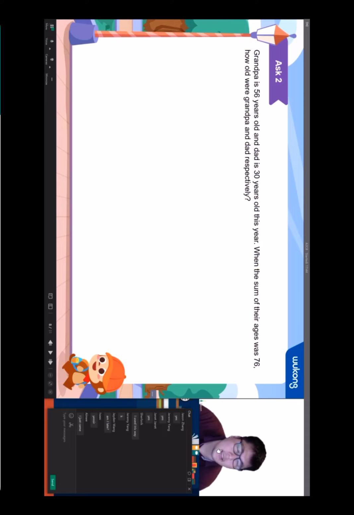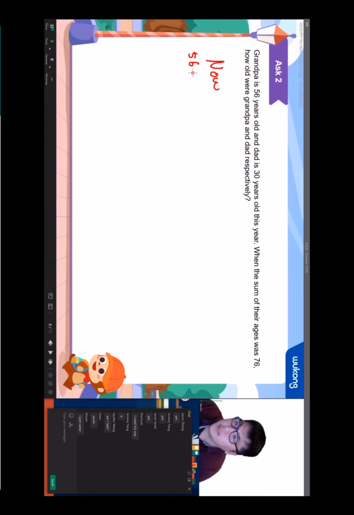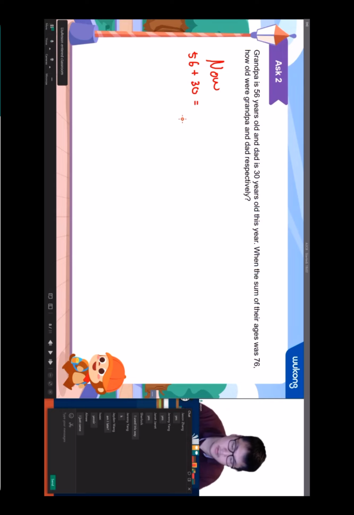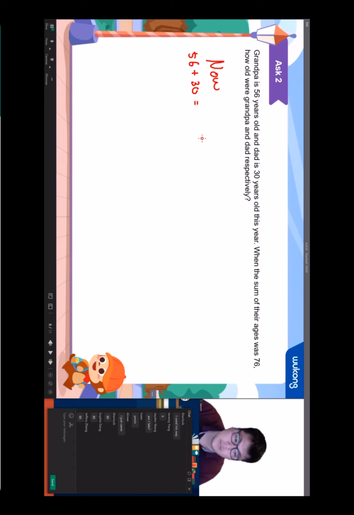So, okay, guys, nothing different. Same as before. So first step, right now, 56 is Grandpa, and Dad is 30. So guys, what is their sum this year? 86, yes, that's right, 86.